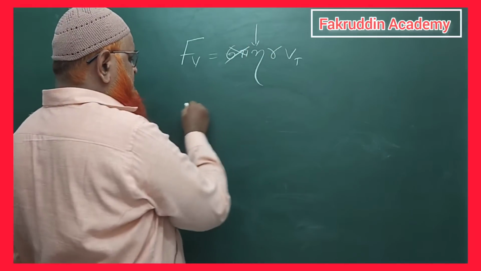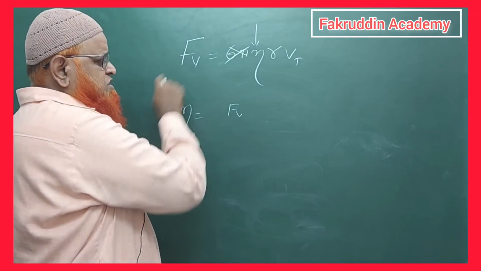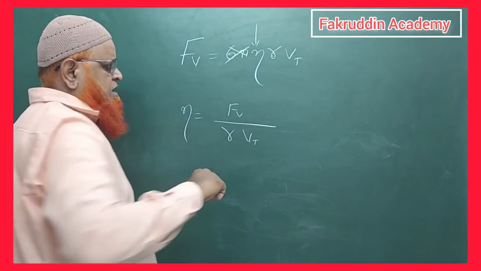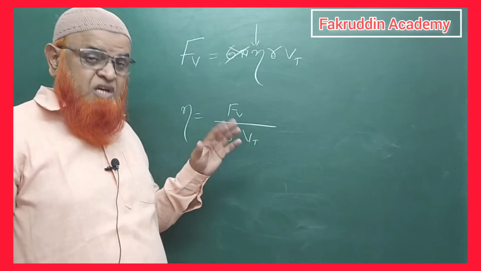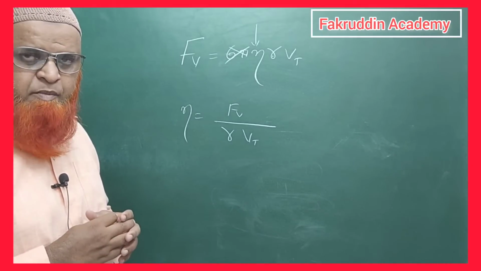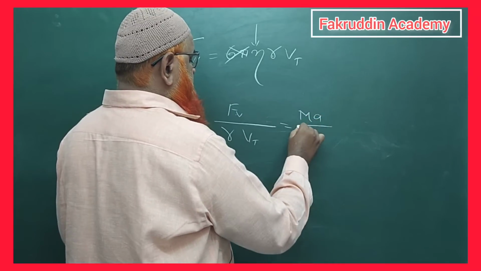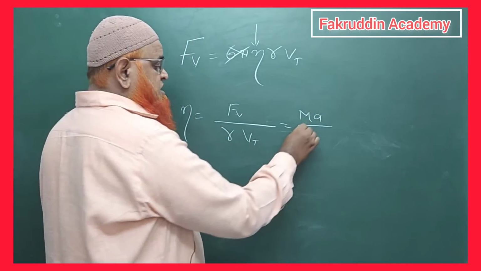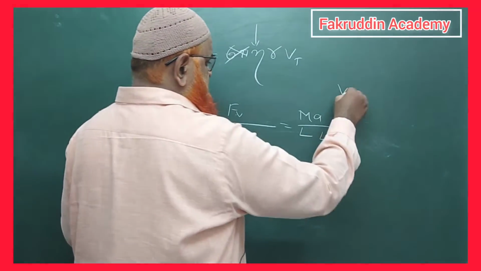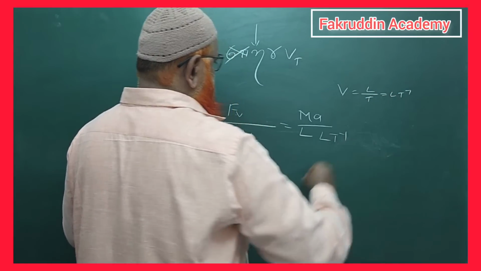Therefore eta is equal to F, which is the viscous force, divided by r v t. Here v means terminal velocity, r is nothing but the radius, and F is force. How are you going to find out the dimensional formula for force here? You know that force is nothing but mass into acceleration, radius is nothing but length here, and velocity is nothing but displacement by time, which is L by T. This can be written as LT power minus 1.